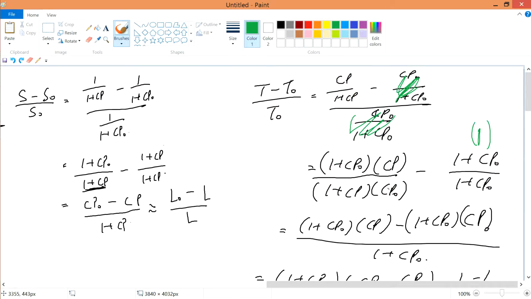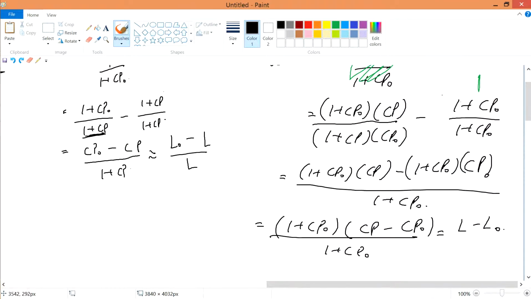Because of the denominator, I can simply write 1 as 1 plus Cp naught divided by 1 plus Cp naught. Luckily, I made this careless mistake, so I can derive this. The reason is, if you follow the denominator, 1 plus Cp over 1 plus Cp naught times Cp naught, instead of writing 1 as this one, you can actually write the 1 as this one.